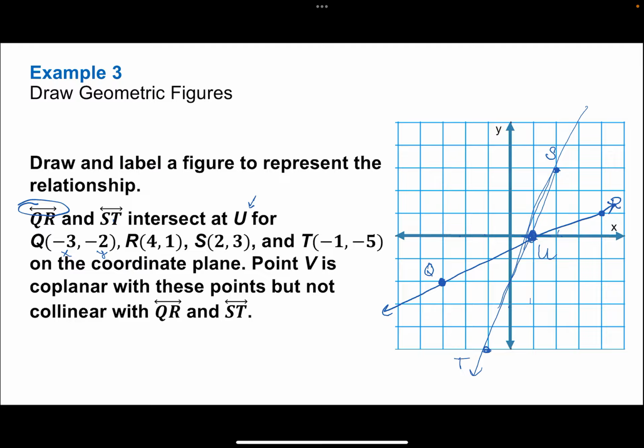Point V is coplanar with these points, but it's not collinear with QR or ST. So V can't be on QR, it can't be on ST because that would make it collinear, but V is on the plane, so we can put V anywhere we want to as long as it's on this coordinate plane. So we pick a place that we like, maybe this point right here, -2, 2 is going to be point V. Put a dot there for the point, capital letter to label it.